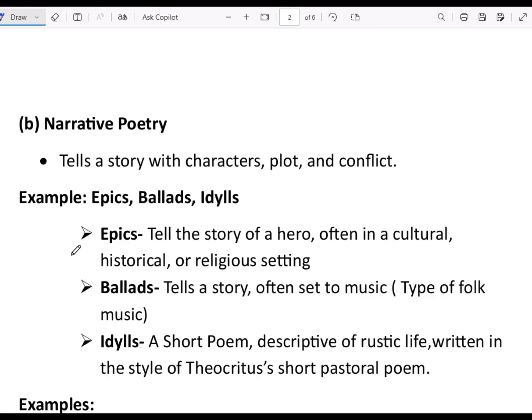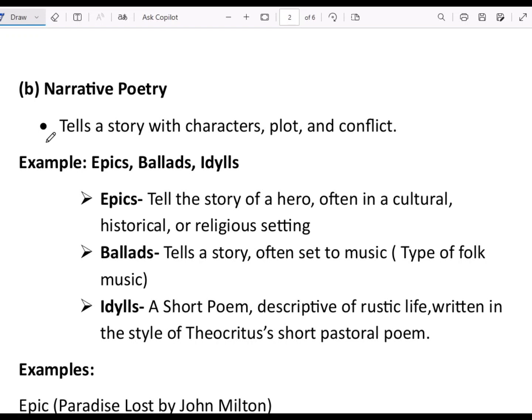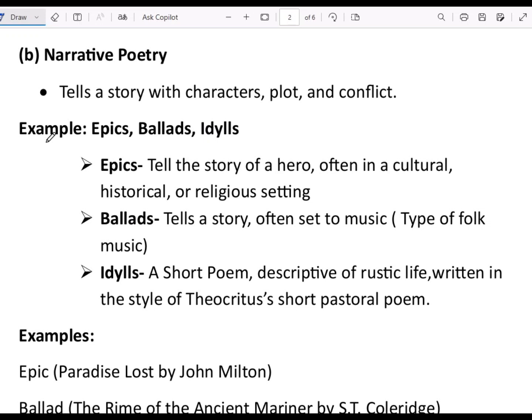Next, let's move forward and talk about narrative poetry. It's another form of poetry. The characteristic of narrative poetry is that it tells a story with characters, plot and conflict, but in a poetry form. It is in a poem. Some examples of narrative poetry are epics, ballads, and idylls.